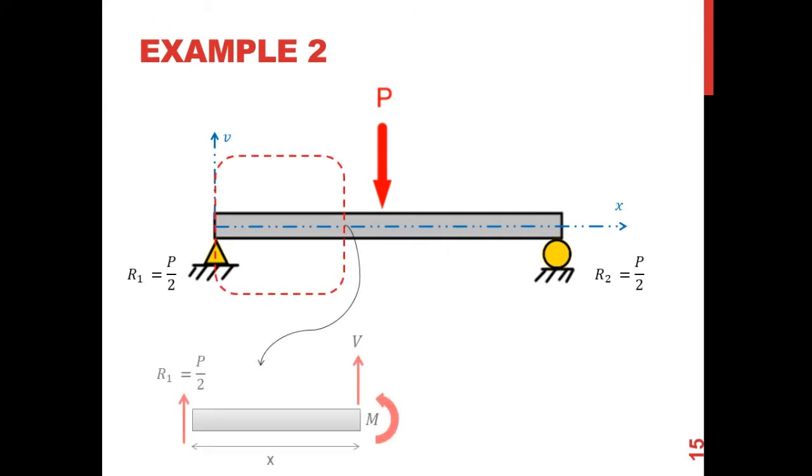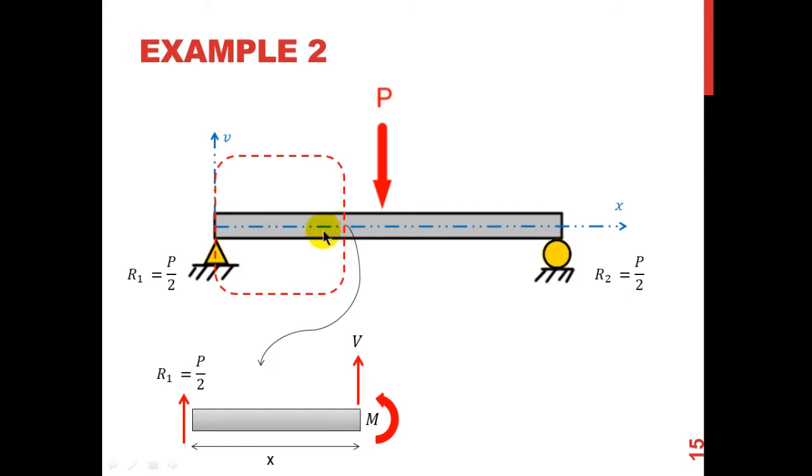So first of all, we have to find the internal moment, and if I take this portion, well, I can take this portion or this portion. Okay, so I'm taking this portion. Well, you might say that you're not including the P. No, the P is included. It is here. The P is here. So I'm taking this portion.